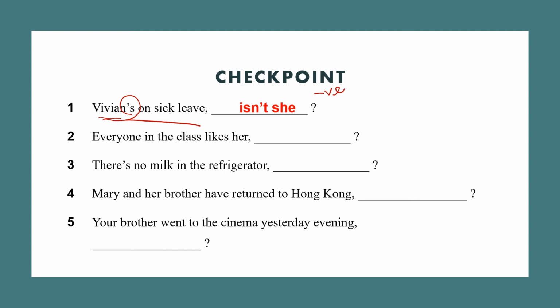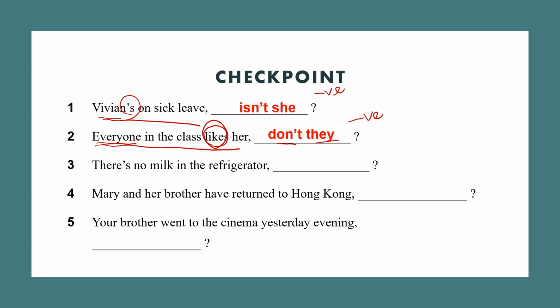Let's go to number 2. Number 2, everyone in the class likes her. Everyone in the class likes her is a positive statement, therefore we need a negative question tag behind it. For the first part of the question tag, what should we use when there is no auxiliary to the original verb? As for the pronoun, what is the pronoun that we can use to refer to everyone in the class? Yeah, correct. The answer is don't they. We use the negative form of do because there's no auxiliary to the verb likes, and we use they to represent everyone.